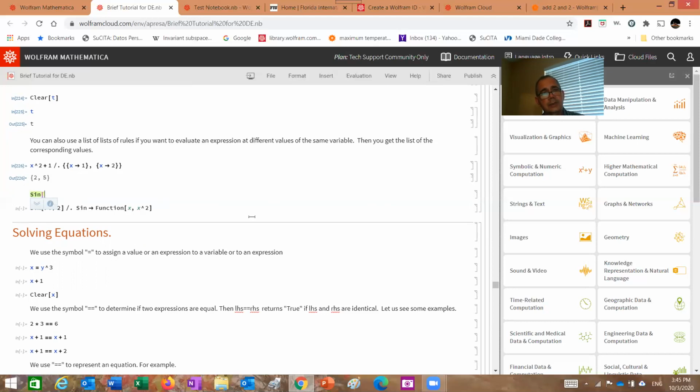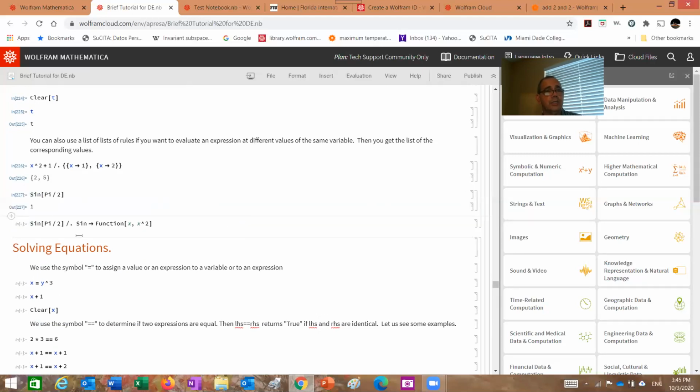If you enter sine of pi divided by 2, and notice the way that we enter pi in this program: Pi is a capital P and a lowercase i. If you press enter here, you get the sine of pi over 2, which is 1. But if you have an expression like this, you might want to replace the function that is evaluated at pi over 2. How can you do that?